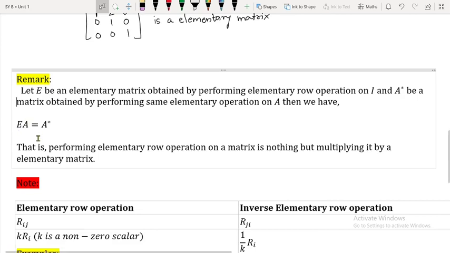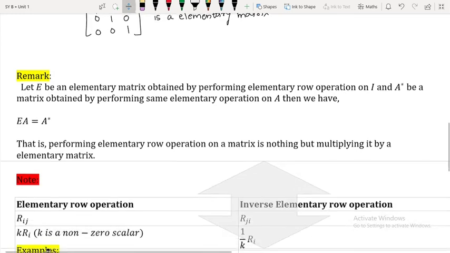Okay, but actually what is the meaning of it? So performing elementary row operation on a matrix is nothing but multiplying a matrix by what? An elementary matrix. Note that the elementary matrix is on the left hand side, meaning we are multiplying A by an elementary matrix, but on what? Left hand side. Let us take one example of this, so this idea will be also cleared.